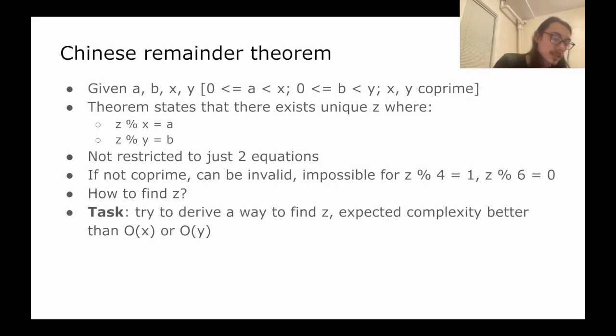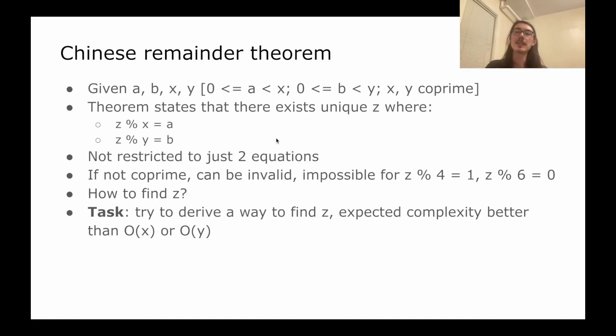Alright, let's go to something else. There's something called the Chinese remainder theorem, which is kind of useful. In its most basic form, you have four numbers, a, b, x, and y. It says that on the interval from 0 to x times y, there's a unique solution to these two equations: Z mod x equals A and Z mod y equals B.